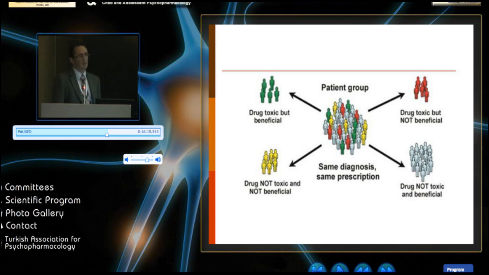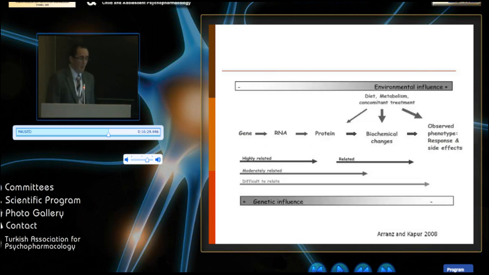While doing all those in the patient, actually the same prescription and same diagnosis might have different effects on the patients. What we're looking for is something which is not toxic but beneficial. But of course we have to look at the others. Is it enough to look at the genes only? No, it is not. Of course, environmental factors are involved, starting from the phase of protein synthesis.